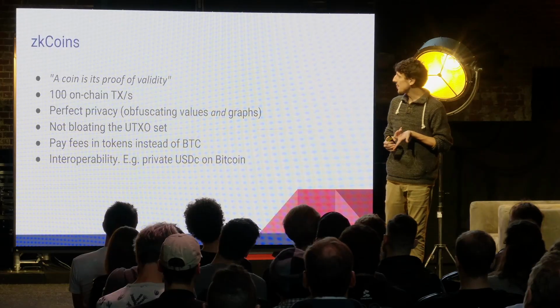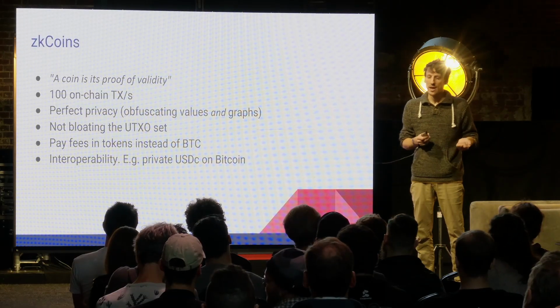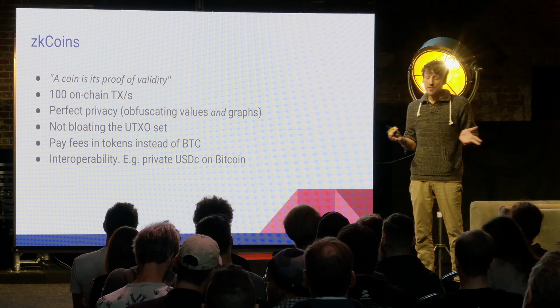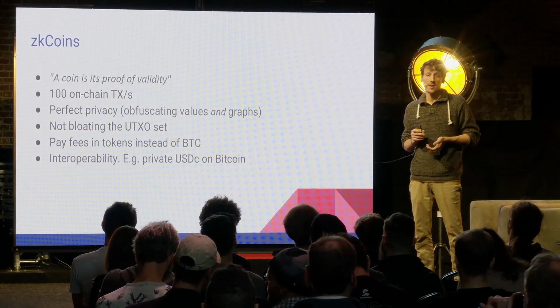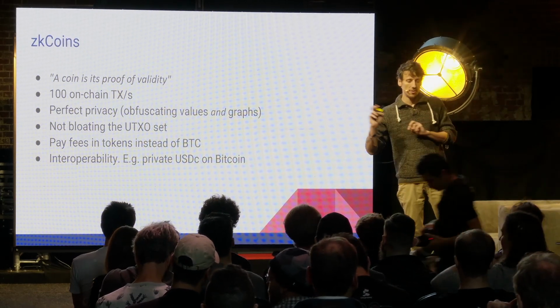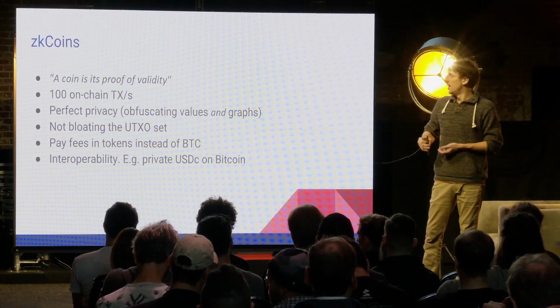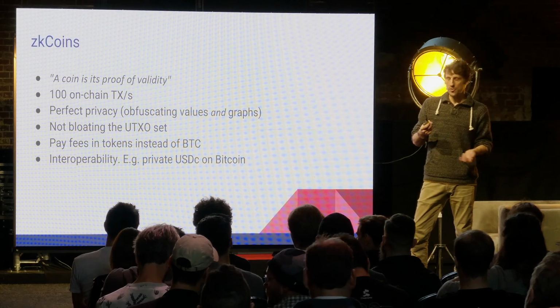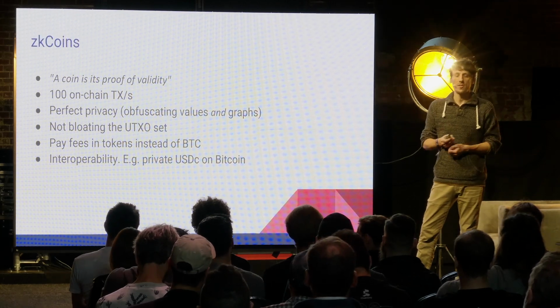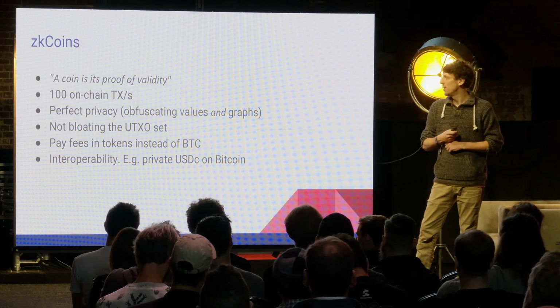And it has all kinds of cool properties. You can have up to 100 on-chain transactions per second. You get perfect privacy. You can obfuscate both the transaction values and the transaction graphs, and this gives you Zcash level privacy, basically. You don't have to bloat the UTXO set. You can completely decouple ZK coin UTXOs from Bitcoin UTXOs, so you could have 1 billion ZK coin outputs without increasing the UTXO set by any bit.